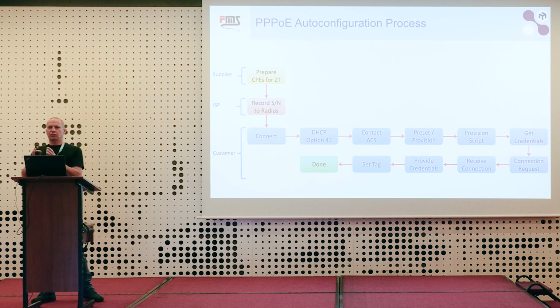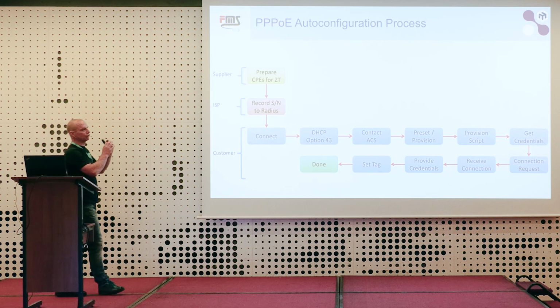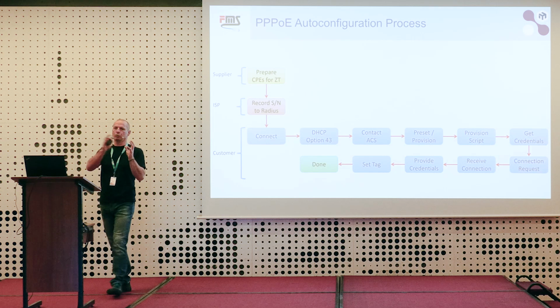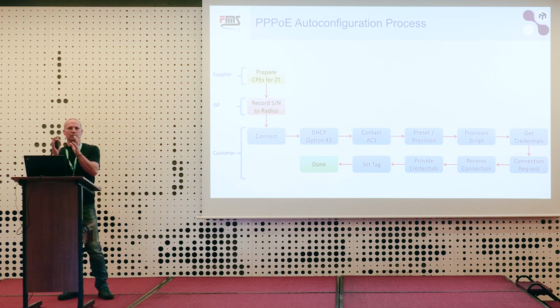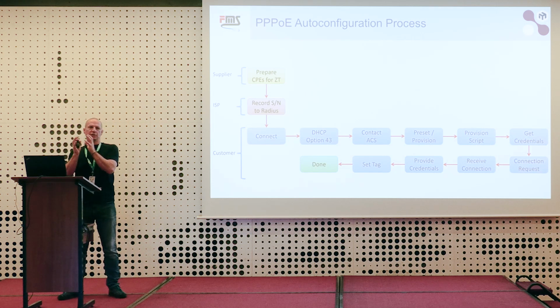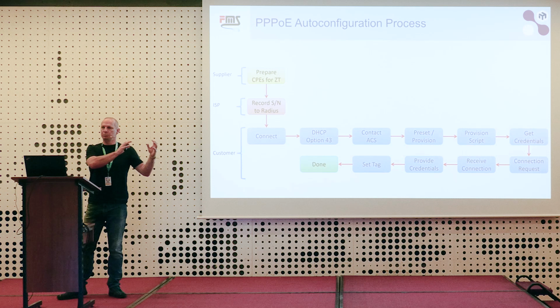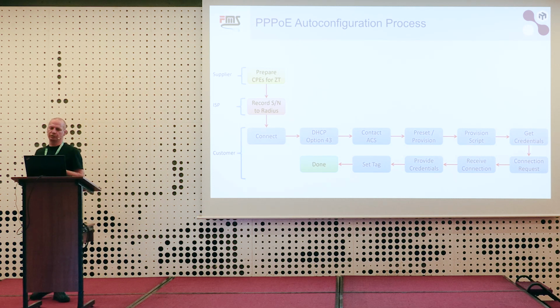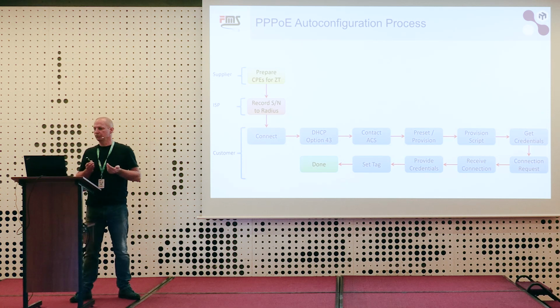Now, it might be necessary to issue a connection request to that CPE again, since TR069 is one way. The ACS is not capable of really configuring the CPE actively. The CPE always has to connect to the ACS and ask if there's something to do for it. So we might have to issue a connection request telling the CPE, please reconnect. Then we will receive this connection and can provide the credentials to the CPE.